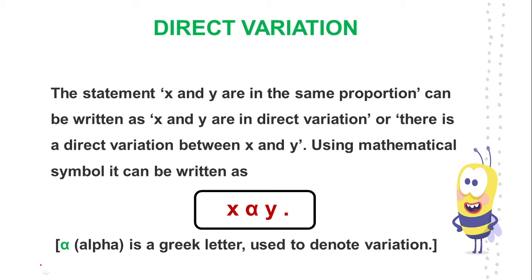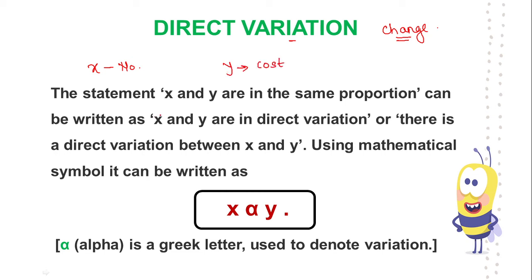Now children, what did we see here? Like I said, what is variation? Variation means change. Variation is nothing but change. What did we see, children? If the number of donuts was changing, the cost was also changing. The statement x and y are in the same proportion can be written as x and y are in direct variation. Suppose you consider x as the number of donuts, and y as its cost.